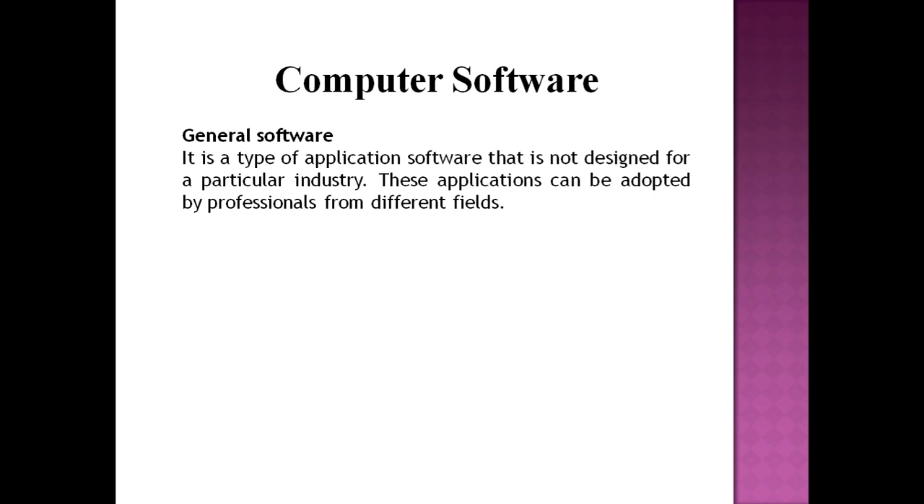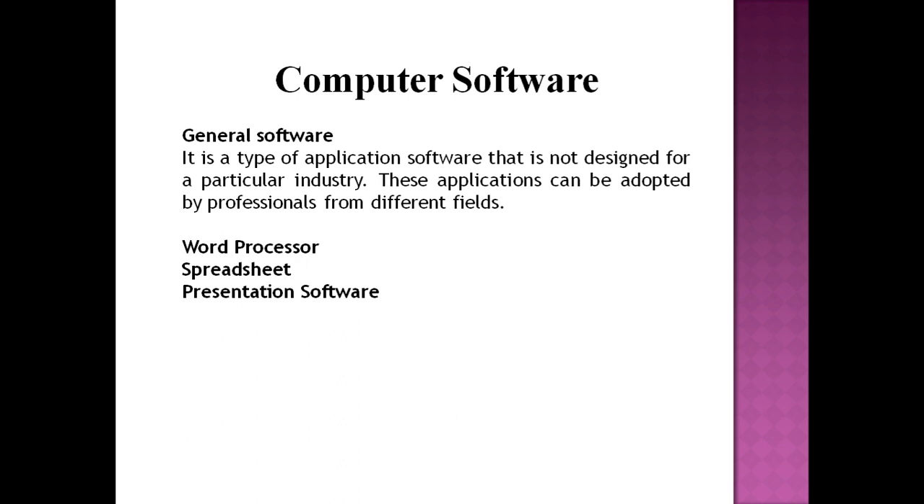Some examples of general software are word processor. This software helps in creating documents, like for example we are having MS Word, WordPad, OpenOffice and so on. Second example of general software can be our spreadsheet. It helps in organizing data in a tabular format. It is used to perform calculations, analyze data, convert data into charts. For example, we are having MS Excel, OpenOffice and so on.